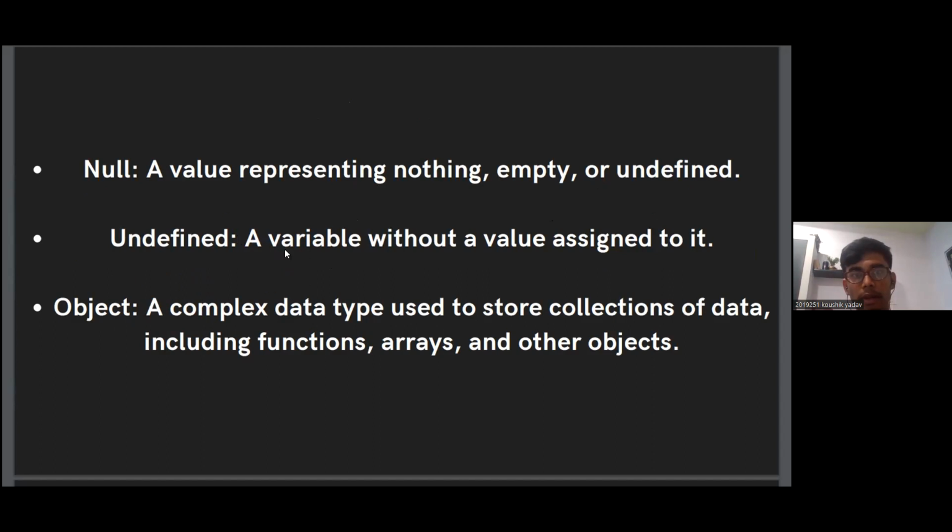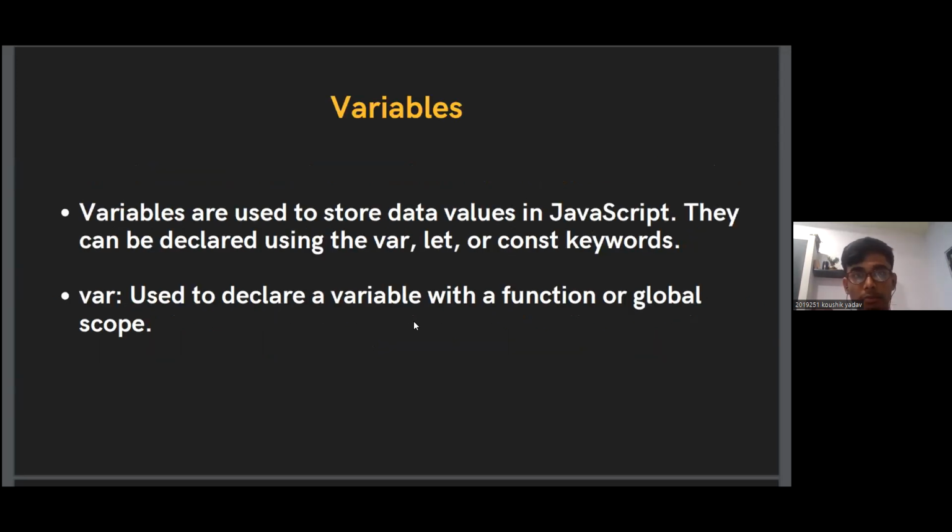Undefined is a variable without a value assigned to it. An object is a complex data type used to store a collection of data, functions, and other objects. As you know, we use objects in C++ also, where in the class we find the objects and everything.